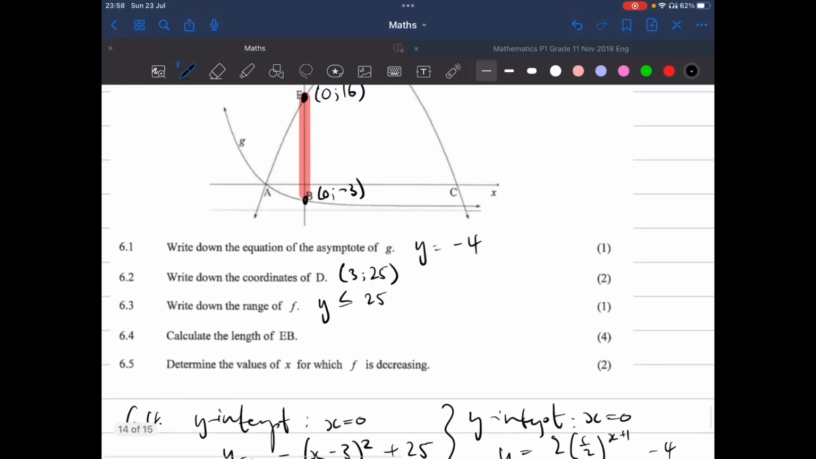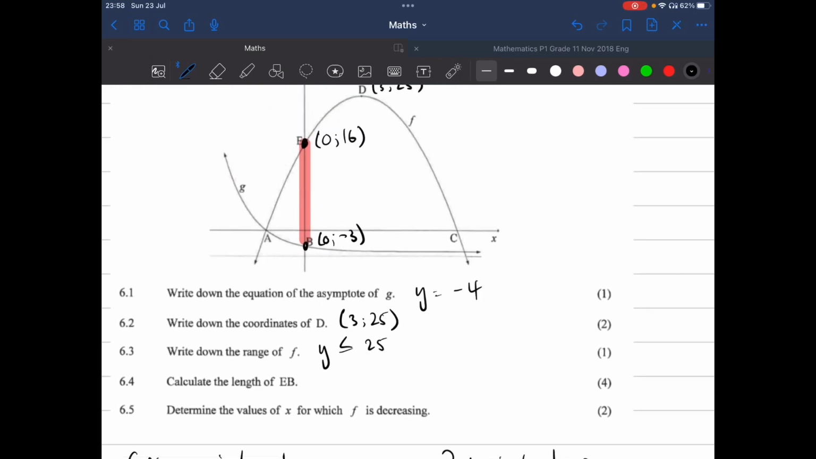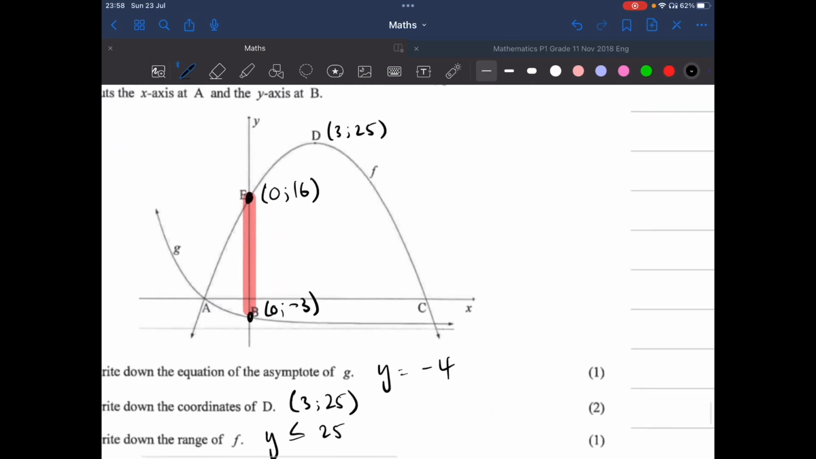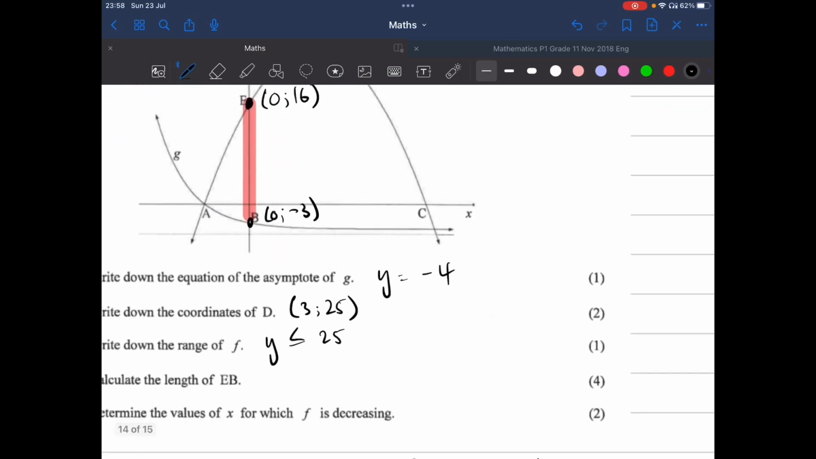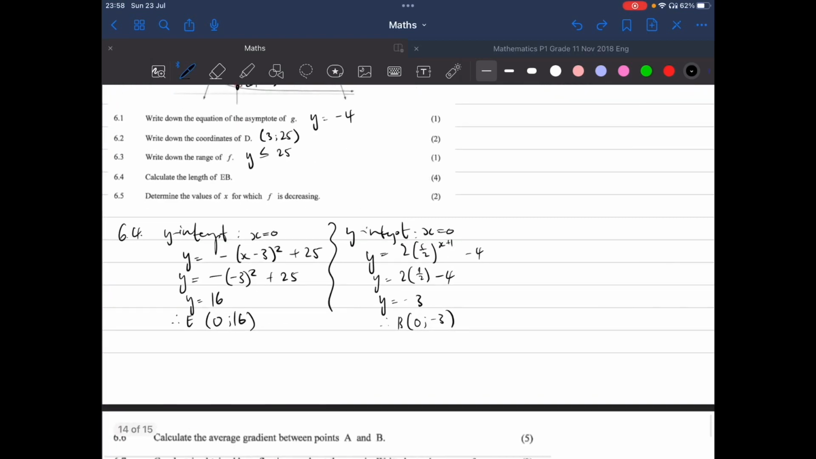Another thing to keep in mind is that with exponential graphs, the y-intercept will always lie exactly 1 unit above the asymptote. Okay, so in this case, this was at -4. So this lies at -3. Okay, so we didn't even need to do a calculation. You can just state that. But if you're unsure, you can just calculate it and you'll get the right answer.